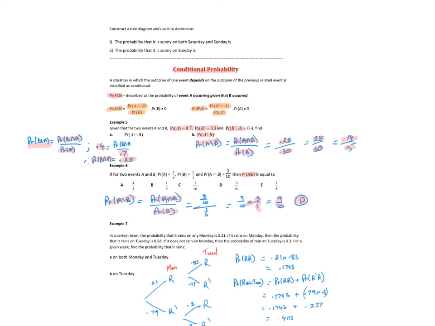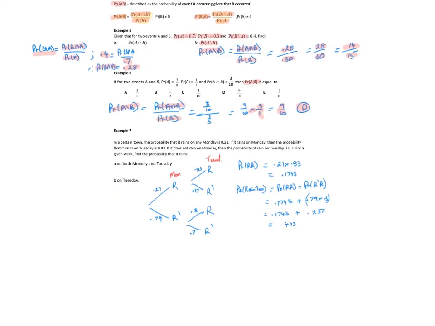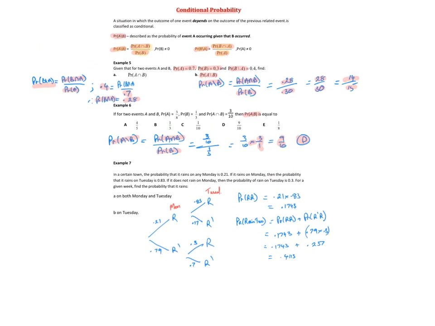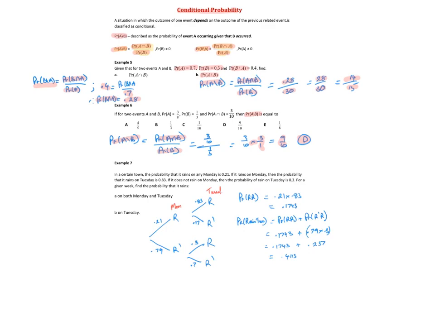Okay. Let's have a look at a more practical sort of example. In a certain town, the probability that it rains on any Monday is 0.21. If it rains on the Monday, so let's have a look, rains on the Monday, there's my 0.21 and 0.79. If it rains on Monday, then the probability that it rains on Tuesday is 0.83, which means it's 0.17 that it doesn't rain on Tuesday.